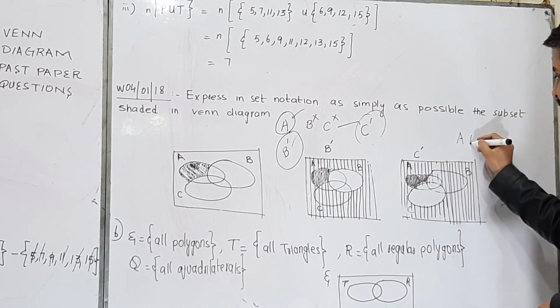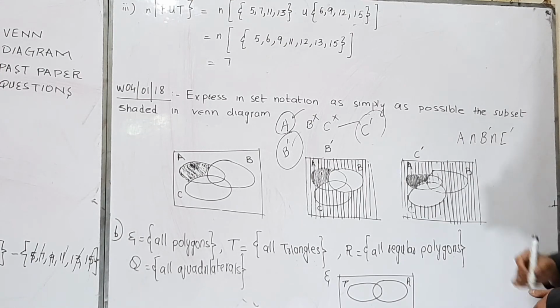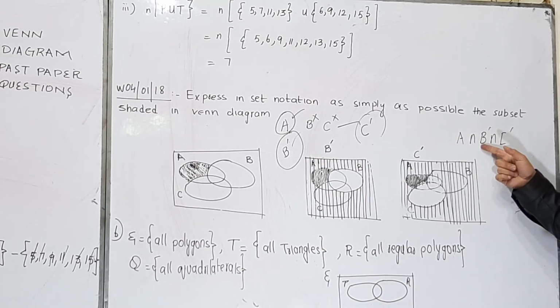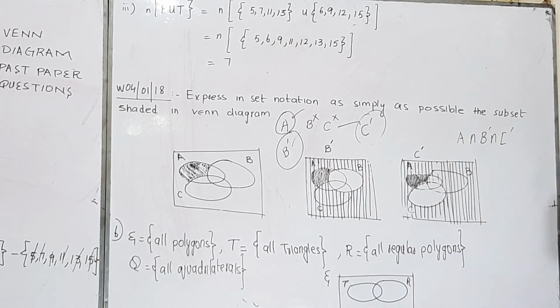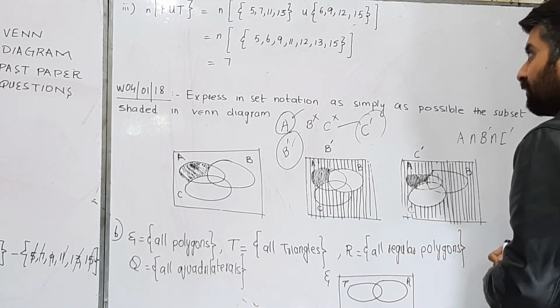Then A intersection B complement intersection C complement will be your answer, which means your shaded region belongs to A as well as to B complement as well as to C complement. The common part of all of them will be your answer in this case. That's it from this question.